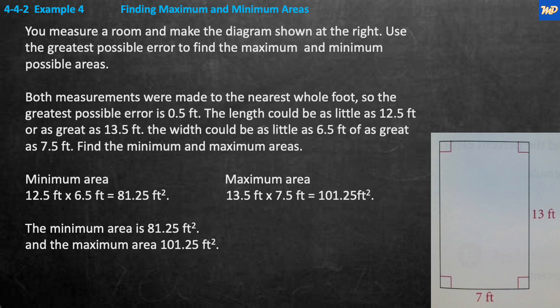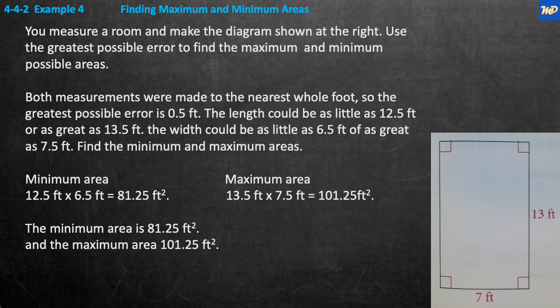And this 13 times 7 will fit somewhere in between those. So both measurements were made to the nearest whole foot. Okay, so the greatest possible error is 0.5 feet. The length could be as little as 12.5 feet or as great as 13.5 feet. The width could be as little as 6.5 feet or as great as 7.5 feet. Find the maximum and the minimum areas.